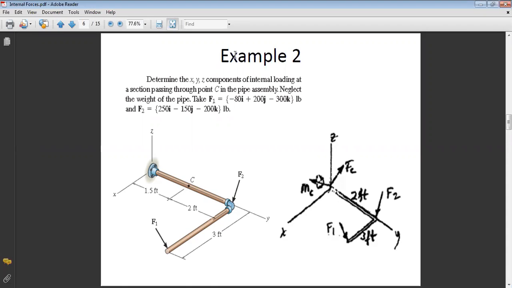Okay, so here, I will do a section at C. But look, before doing a section at C, do you need to find the external reactions? Who can tell me whether there is a need to find the external reactions here, yes or no? And if not, why? What can I do?